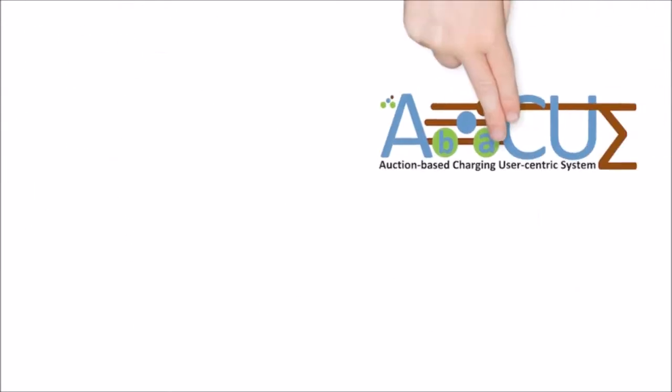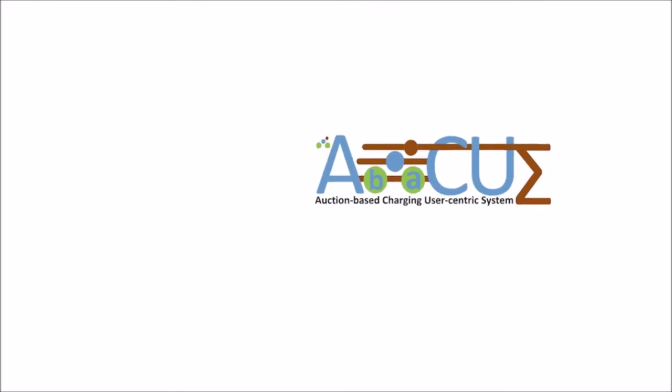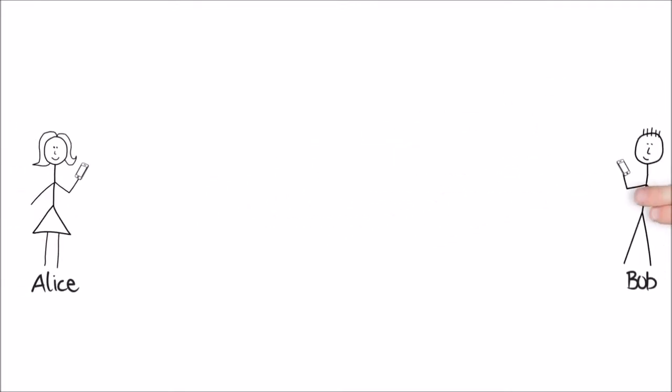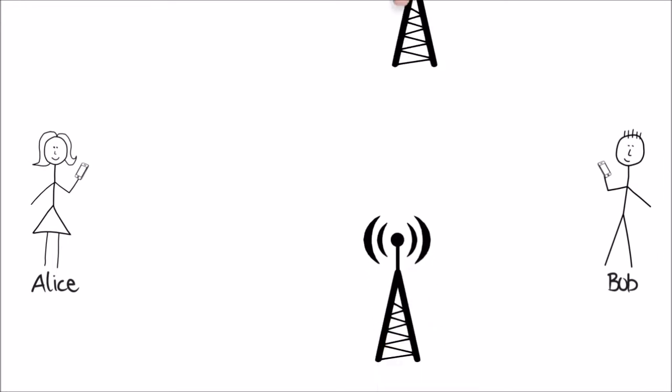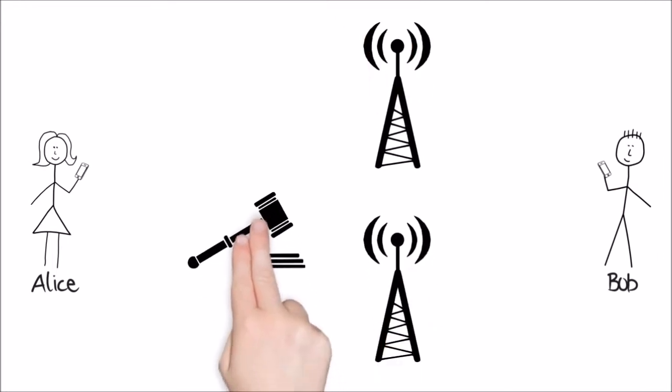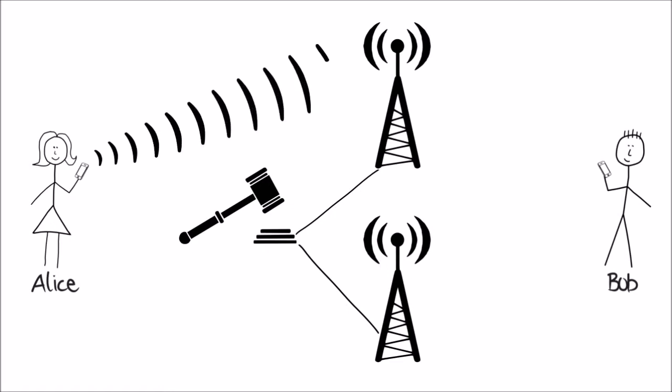By applying AbaCUS. AbaCUS defines an auction-based charging and user-centric system. Let's give you an example. Alice still wants to call Bob. With AbaCUS in place, several competing MNOs compete on an auction to terminate Alice's call. Alice chooses, according to her price and service quality preferences, a possible MNO.